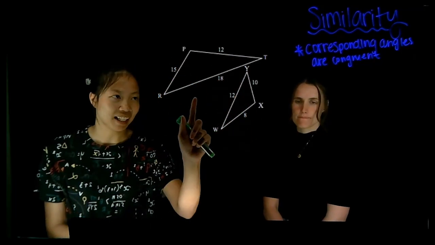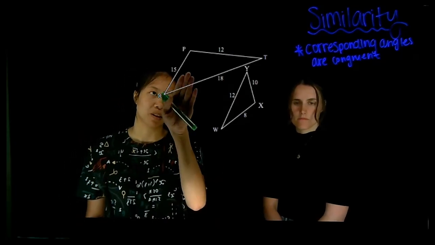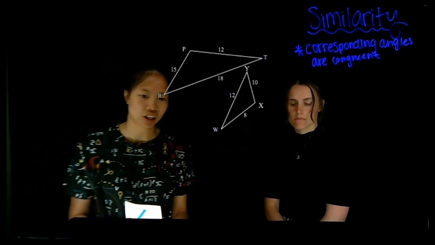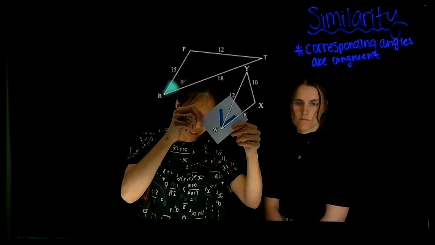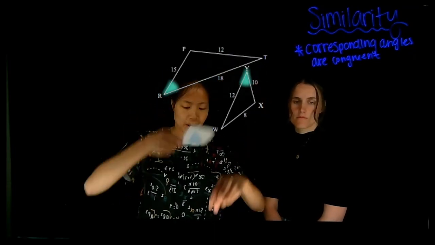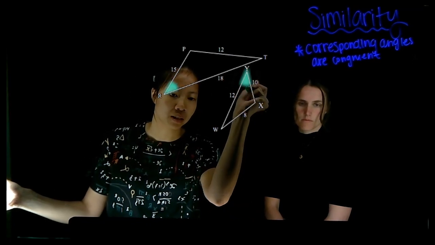Because we don't have any angle degrees marked here, we can use tracing paper to test whether the corresponding angles are indeed congruent. So let's check out angle R here. Do I have an angle over here that matches angle R? Okay, that doesn't seem to fit. It looks like angle R and Y match up, so we can mark them. Angle R is congruent to angle Y. I'll use one tick mark to denote that they are congruent.